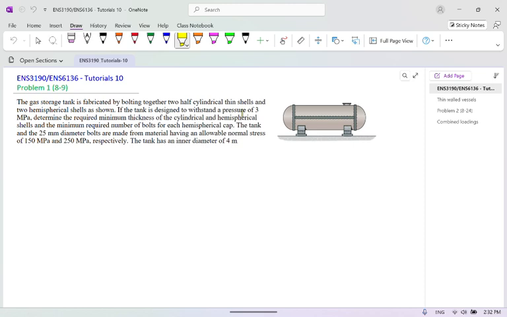You can see the pressure of 3 megapascal, and also determine the required minimum thickness of the cylindrical and hemispherical shells. So we should know the PR over T, PR over 2T. Can you remember? You draw the free body diagram, you can find this answer will be different. And also the required number of bolts of each hemispherical cap. So the location. Remember, for this question you must find the required minimum number of bolts. The tank and the 25 millimeter diameter bolts are made of materials having an allowable normal stress of 150 megapascals and 250 megapascals respectively. The tank has an inner diameter of 4 meters.